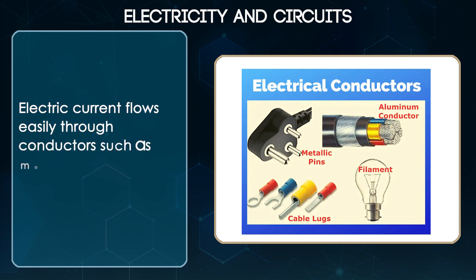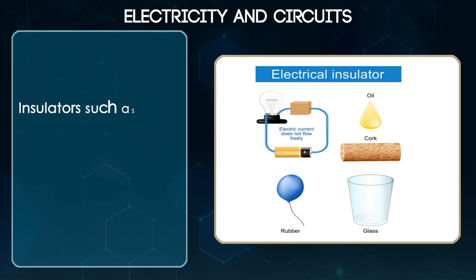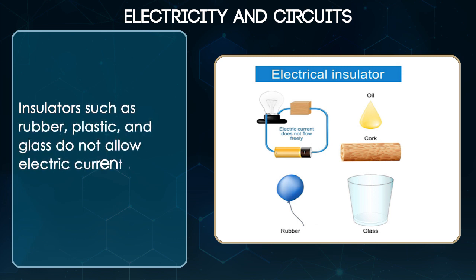Electric current flows easily through conductors such as metals like copper and aluminium. Insulators such as rubber, plastic and glass do not allow electric current to flow through them easily.